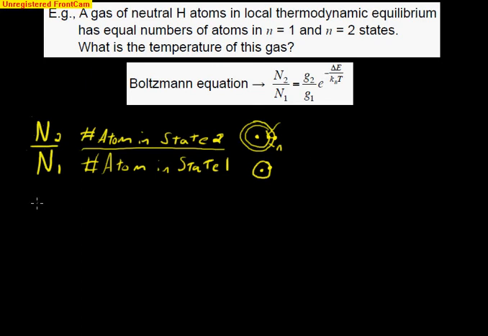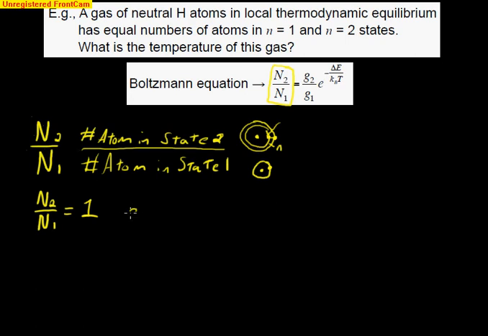That means we have N2 over N1. If they're the same, then this reduces down to 1. So that's this part of our Boltzmann equation right here. Now, what is G2 over G1?